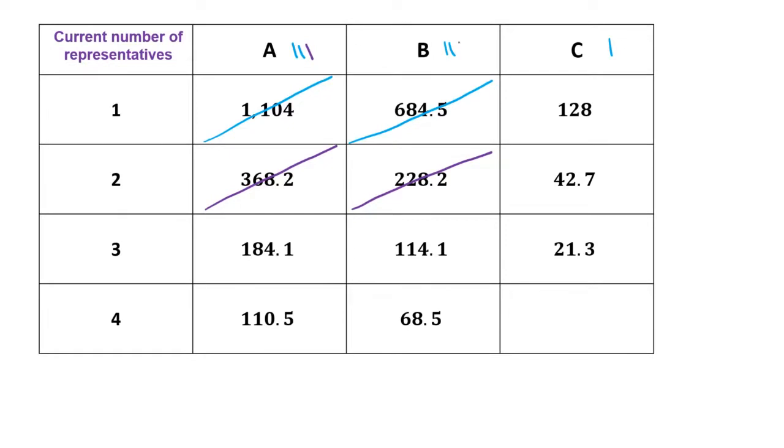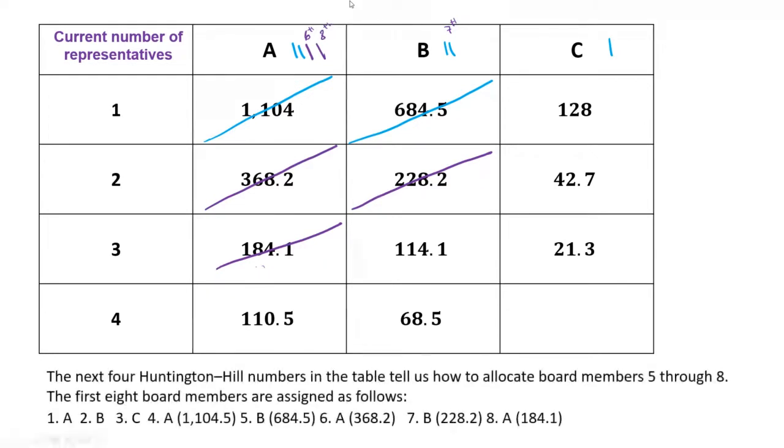And the next representative goes to B. So that was the 6th, the 7th, and we have 1 more to assign. Let us see what numbers we have. 184, 114, 128. 184 is the greatest from those left, and so the 8th representative goes to A. And as a result, we have assigned 4 representatives to A, 2 to B, and 1 to C.